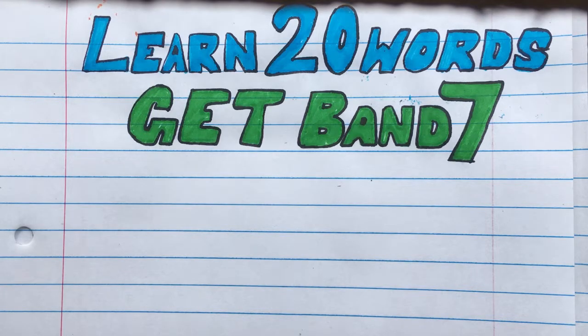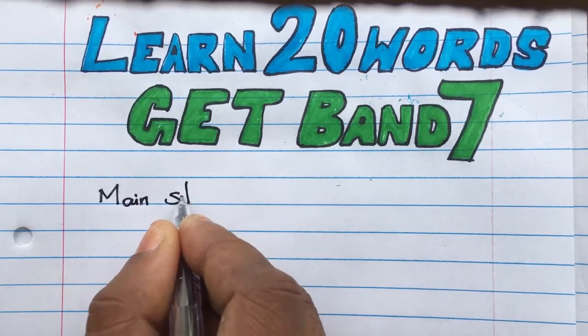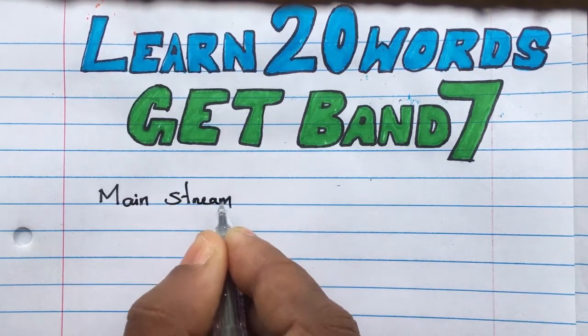In today's class we are going to learn 20 words to get your band 7. So stay focused and let's get started. There are very few vocabulary words you could use in your IELTS, either in writing or in speaking, okay? And the 20 words I'm going to talk to you about, you could use anywhere in writing or in speaking, okay? So the first word I would like to say is mainstream, okay?